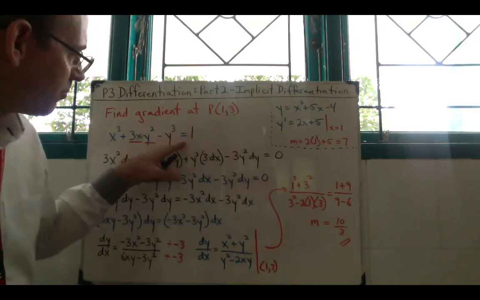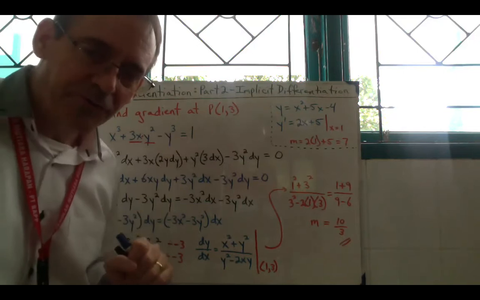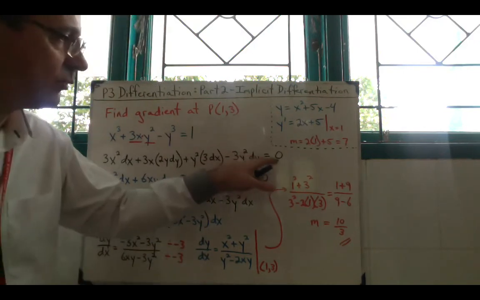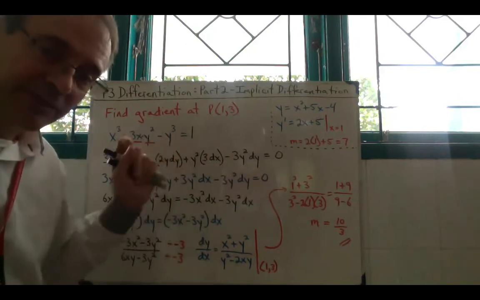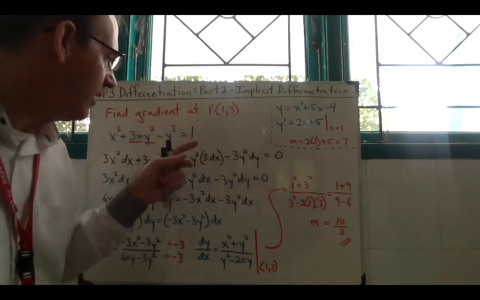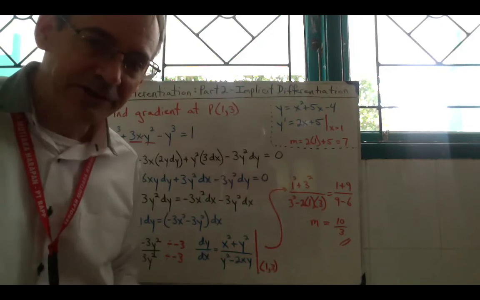And then on the right-hand side of the equation is a constant. Don't forget, when you differentiate a constant, it becomes 0. So don't just put equals 1. Don't forget you're differentiating the right-hand side as well, and the derivative of a constant is 0. There was no variable in it, so it does not get a differential.